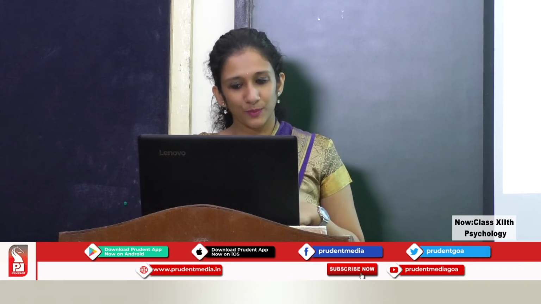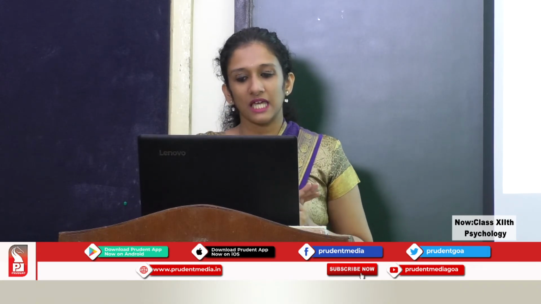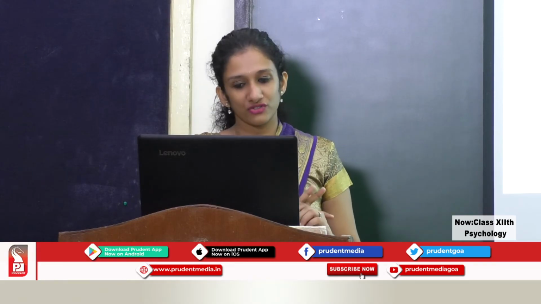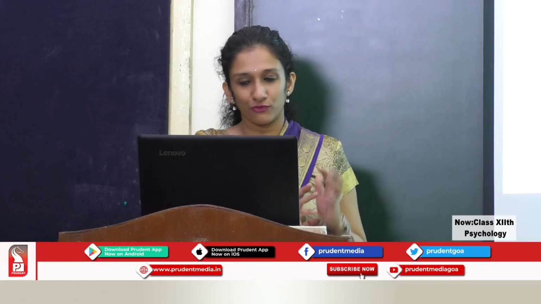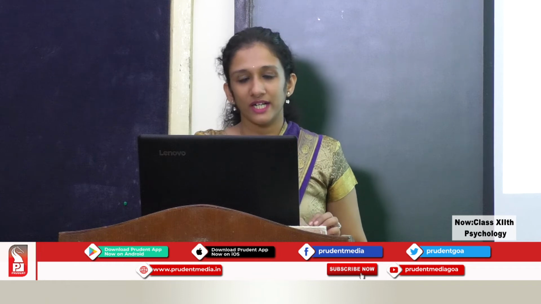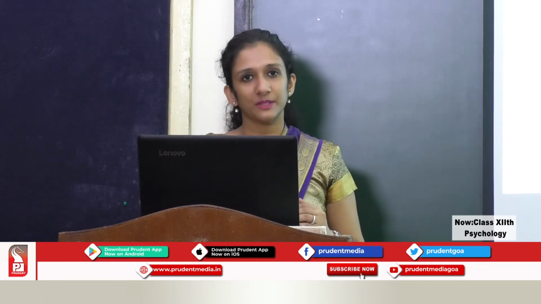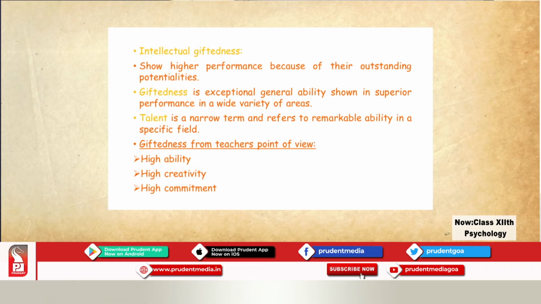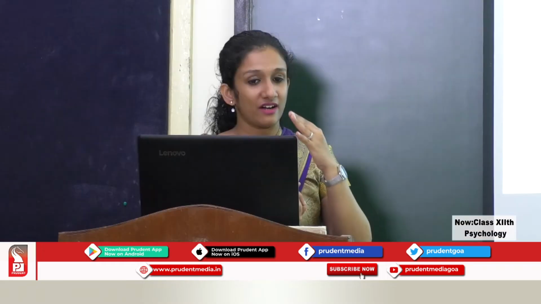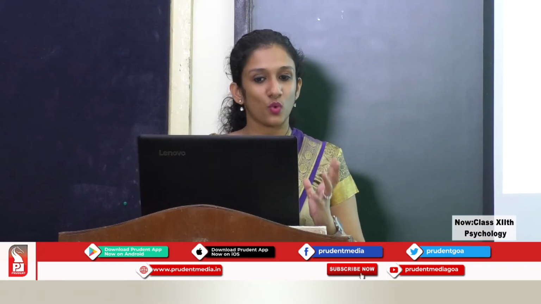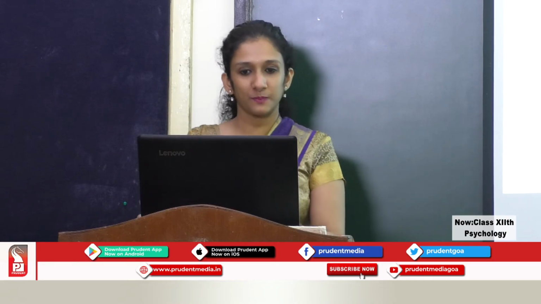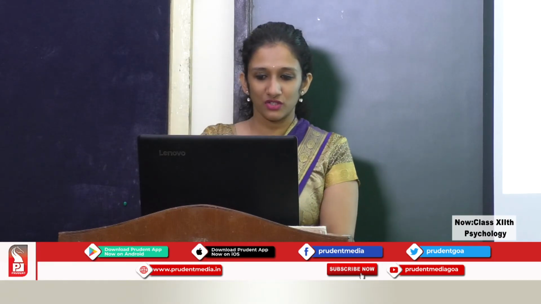And there is another important point here where we see that it has been suggested by psychologists that giftedness from a teacher's point of view depends on a combination of these 3 points, okay, the last 3 points that I have highlighted. So, giftedness from a teacher's point of view is when these combinations are observed, that is high ability, high creativity and high commitment. They are high in all these 3 areas, and that is what teachers feel are gifted individuals or gifted children.